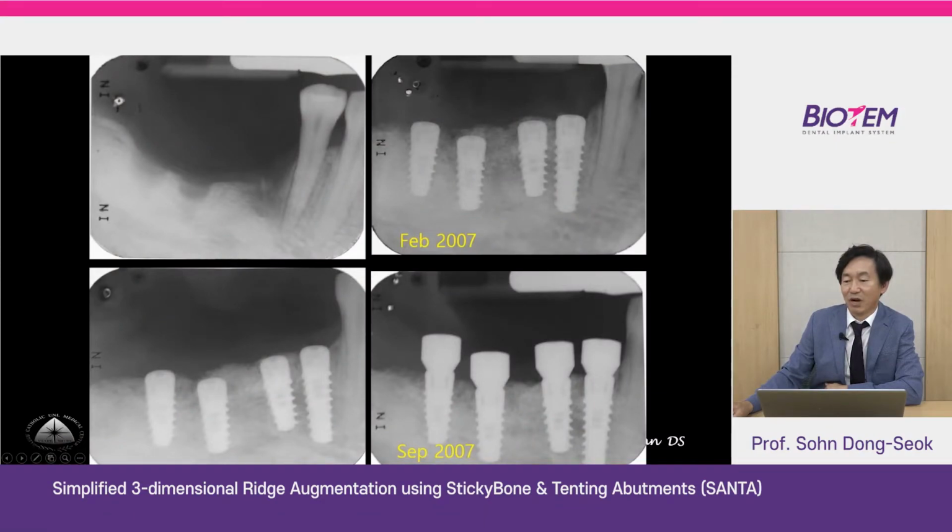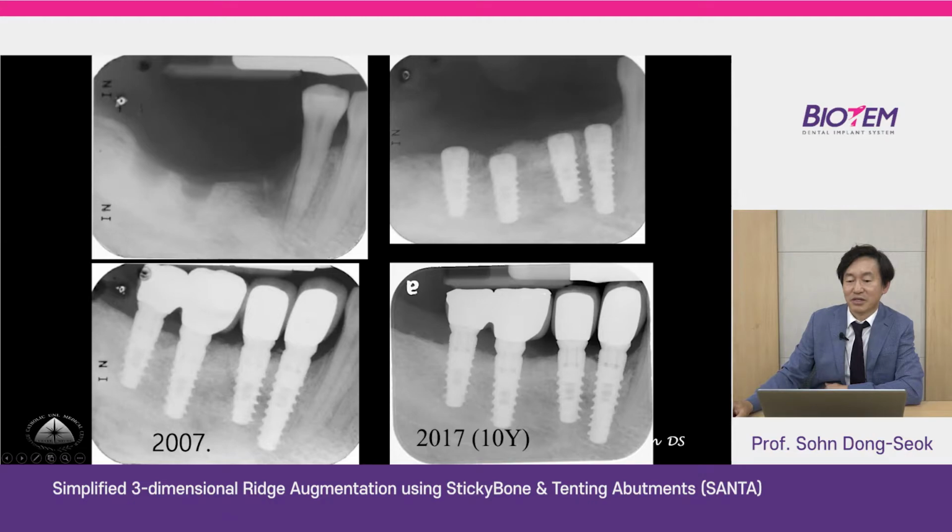This is the follow-up radiogram. This is baseline. This is 10 years follow-up. There is a little bit of marginal bone resorption here, but generally speaking, the marginal bone looks very stable with this simple technique.